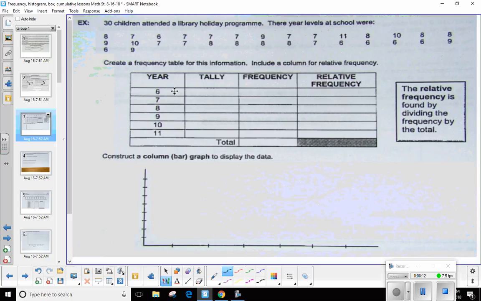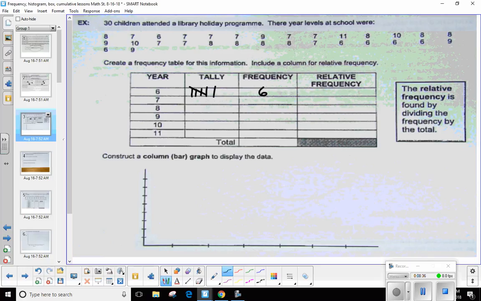I see it 6 times. Now, I like to do my tallies in sets of 5. I think it's a really easy, fast way to count them up. So we can go 1, 2, 3, 4, 5, and then 6. So the frequency is 6. The tally and the frequency are basically the same, but instead of the tally marks, we're just representing it with the numerical value. We'll get to the relative frequency in just a second.